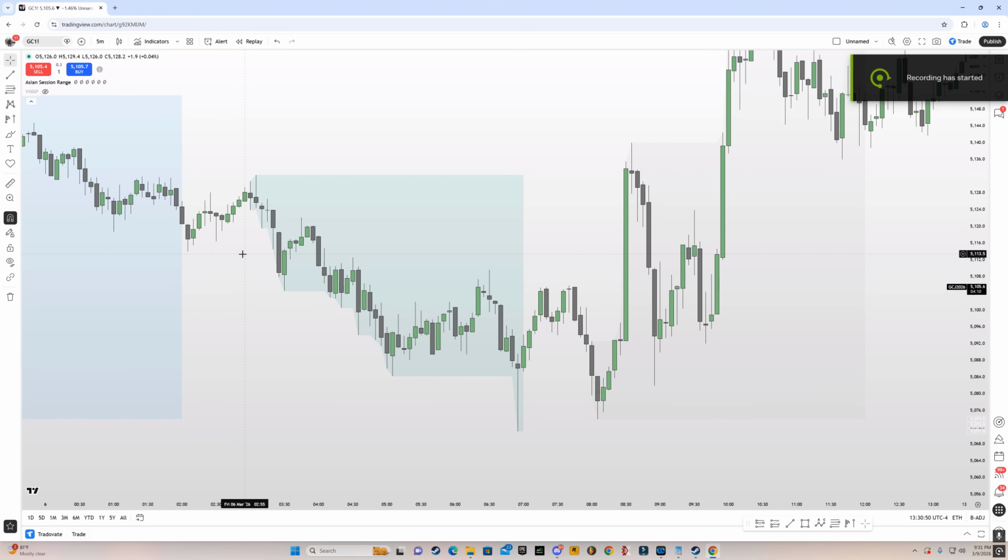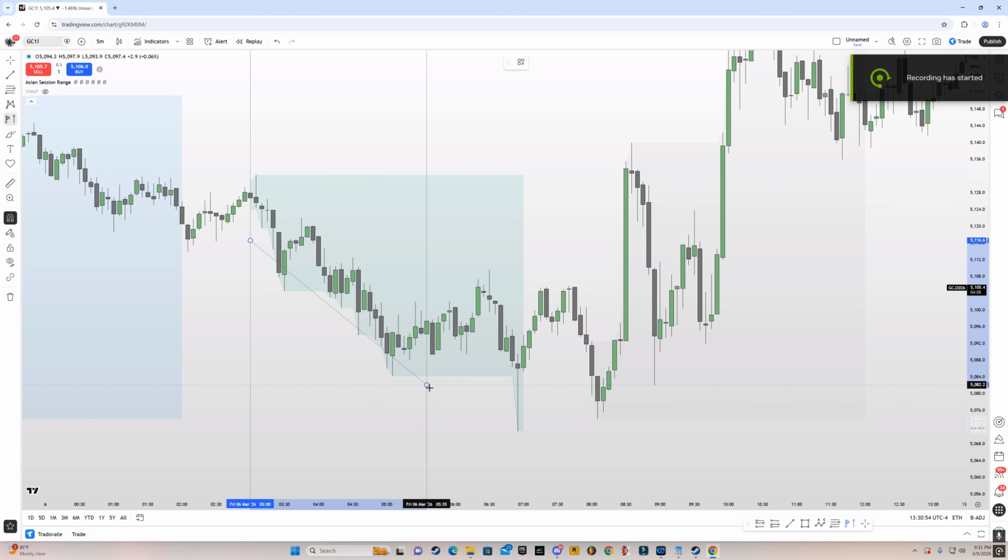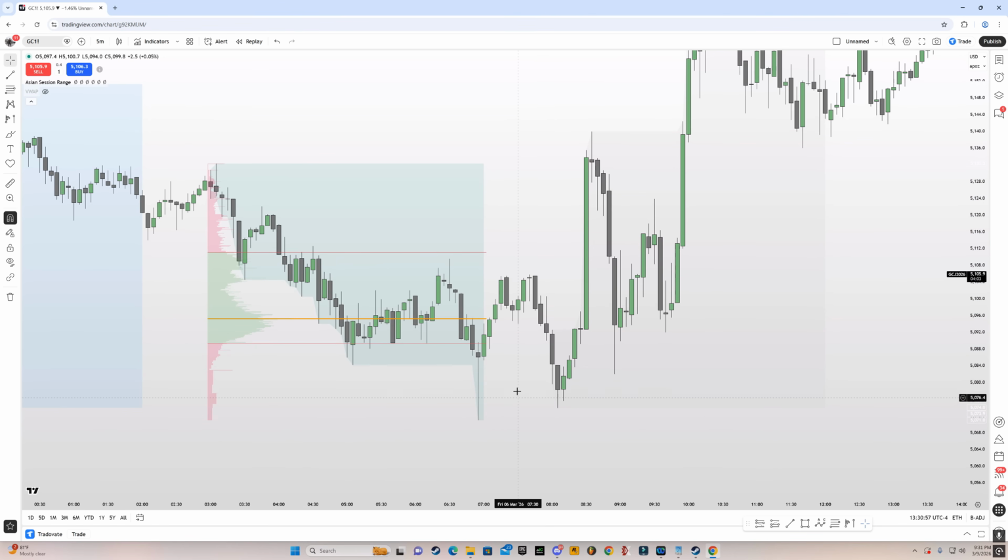All right, guys, so here is another example. So fixed range volume profile from 3 a.m. till 7 a.m. And you can see over here, we were above the value area high, okay? So this right here, we are above. So we need to see a closure below the value area low first. Or price can just go up and close here, and then we can look for a short position. So let's mark out the value area low like this.